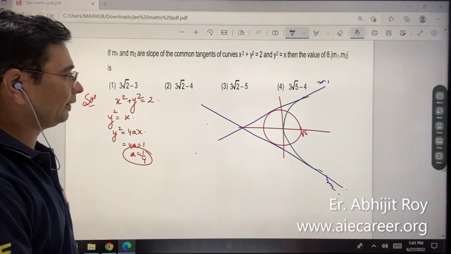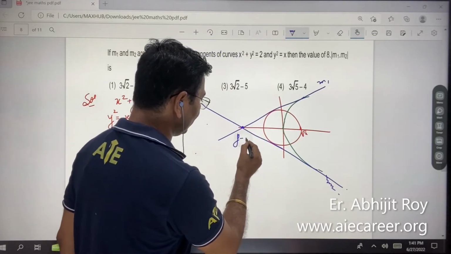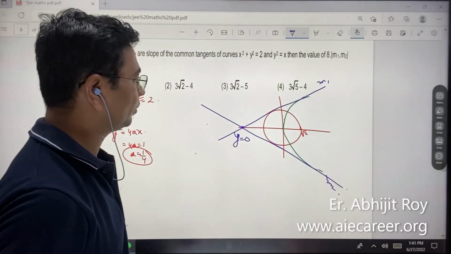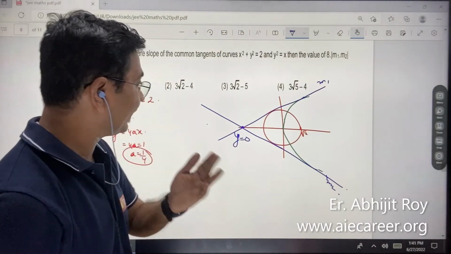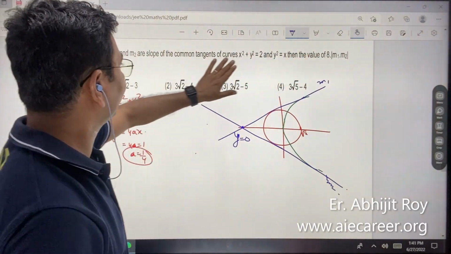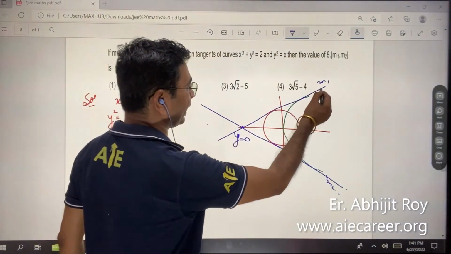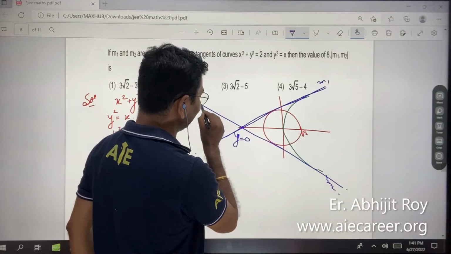So the big thing over here is the intersection point. At this point y will be 0, and there will be some x value, and they have a common point. Okay, so the common tangent is this curve. We have seen both of them. We have to use this blue line. So we know it is a tangent.